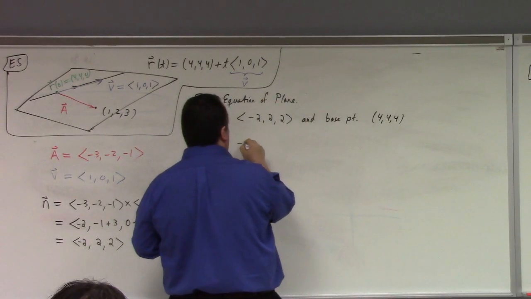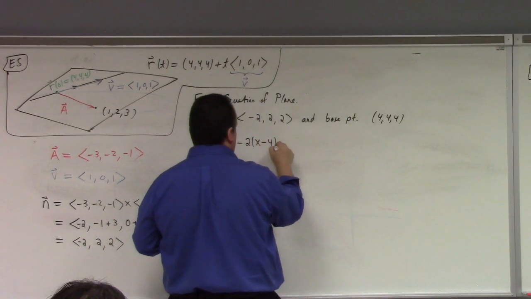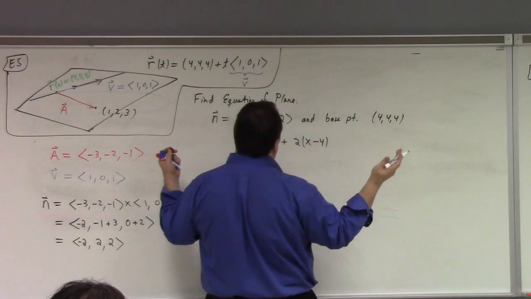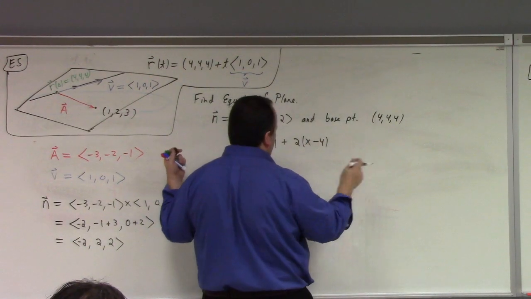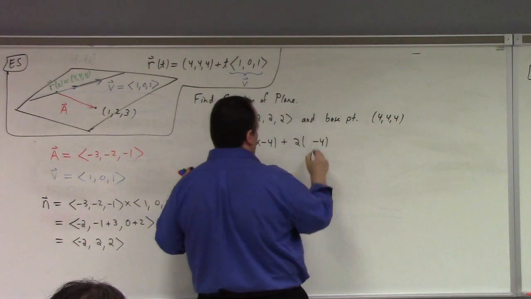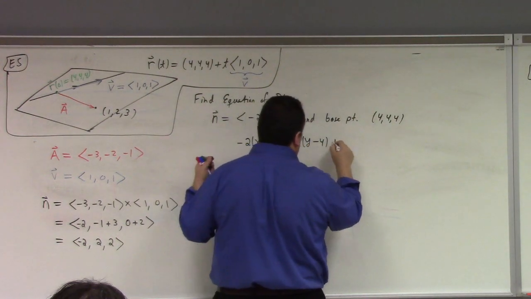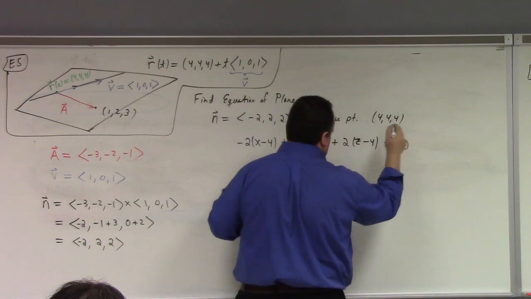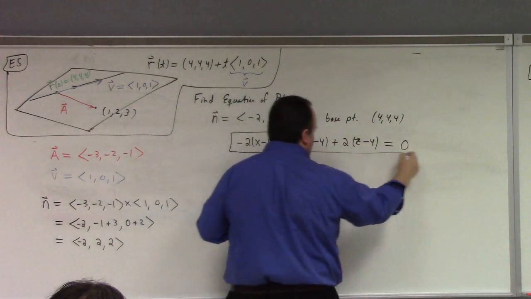So minus 2 times x minus 4 plus 2 times y minus 4, plus 2 times z minus 4 equal to 0. There you go. Equation of plane.